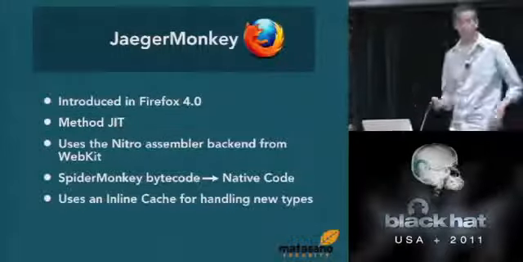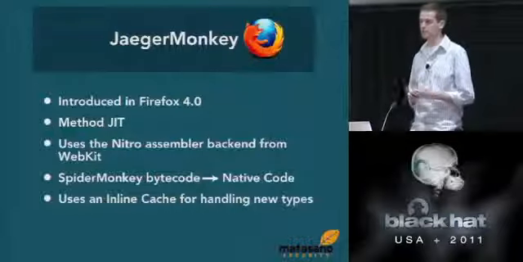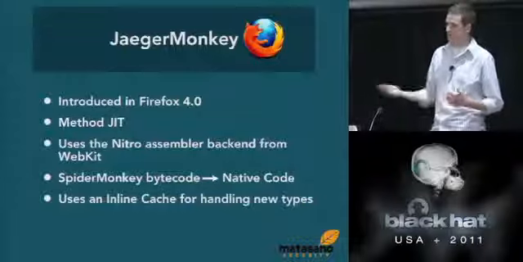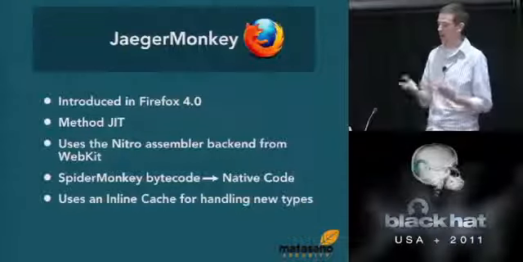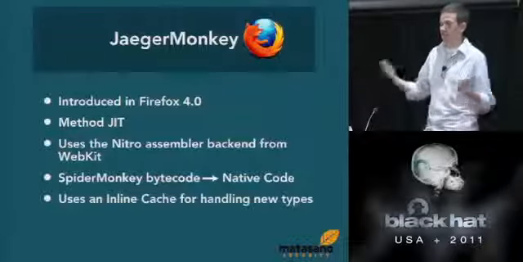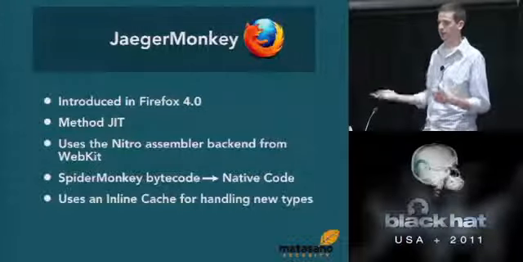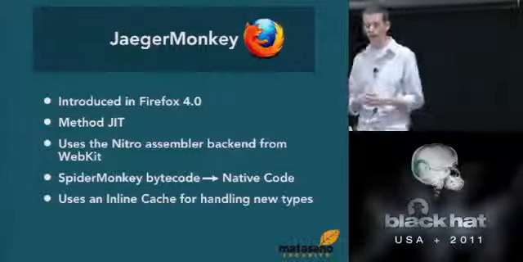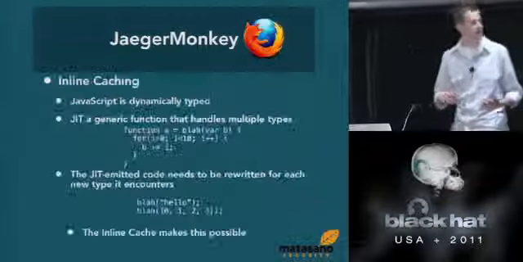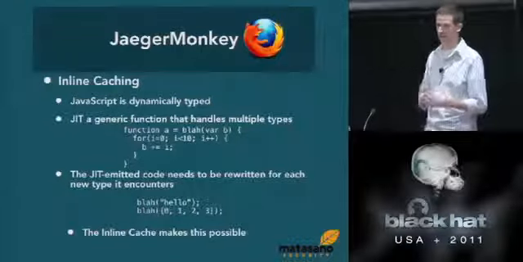So I said before, Firefox has a JIT engine called TraceMonkey. They also have a second JIT engine called JaegerMonkey. This is a brand new JIT engine. It was just introduced in Firefox 4.0 just a couple of months ago, and it's a method JIT. Firefox has borrowed the Nitro assembler from the WebKit project, as it's analogous to the NanoJIT engine in TraceMonkey. What it does is it takes the SpiderMonkey bytecode and it produces native code during runtime. And one of the really cool features about JaegerMonkey is its inline cache. An inline cache is the ability to handle different types in dynamically typed languages on the fly.